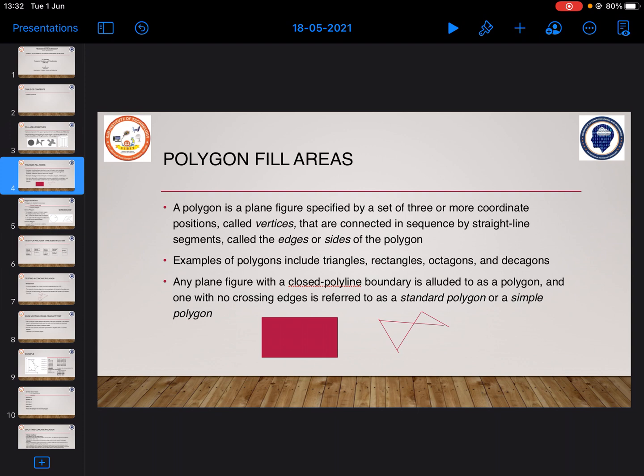Whenever you want to fill the polygon areas, a polygon is a plane figure specified by a set of 3 or more coordinate positions called vertices that are connected in sequence by straight line segments called the edges or sides of the polygon. Examples of polygons include triangles, rectangles, octagons and so on.